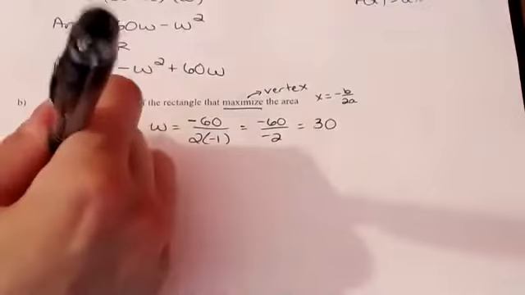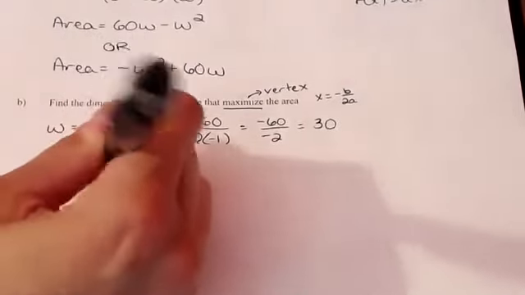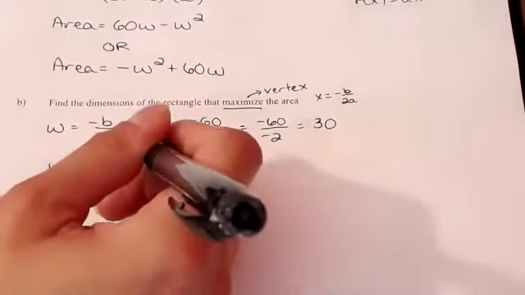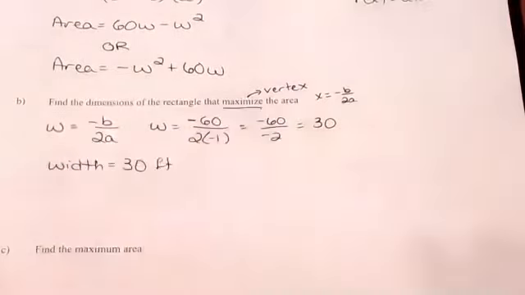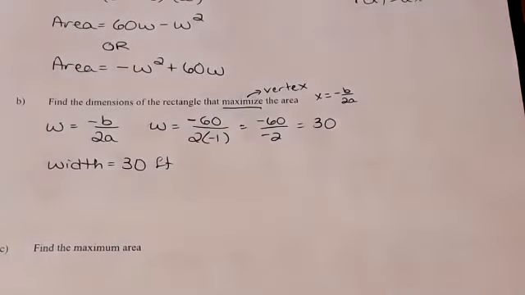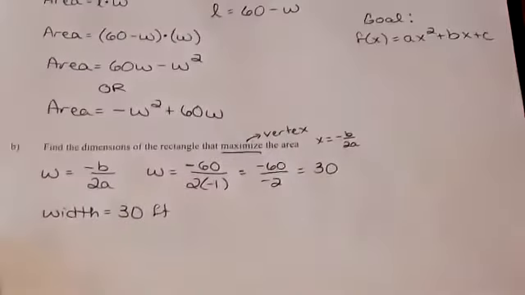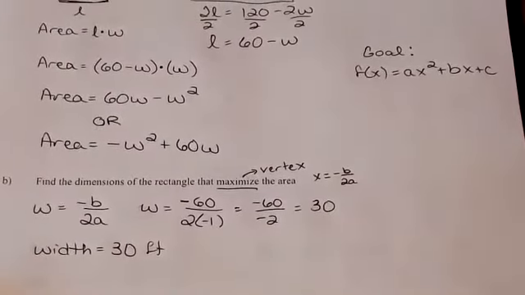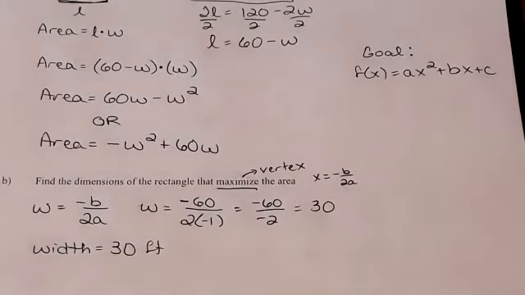So I'm going to write here that my width is 30 and my units are feet. So I've got 30 feet for the width. What formula would help me find my length? What do I know about my length? Phil, what do you know about your length?